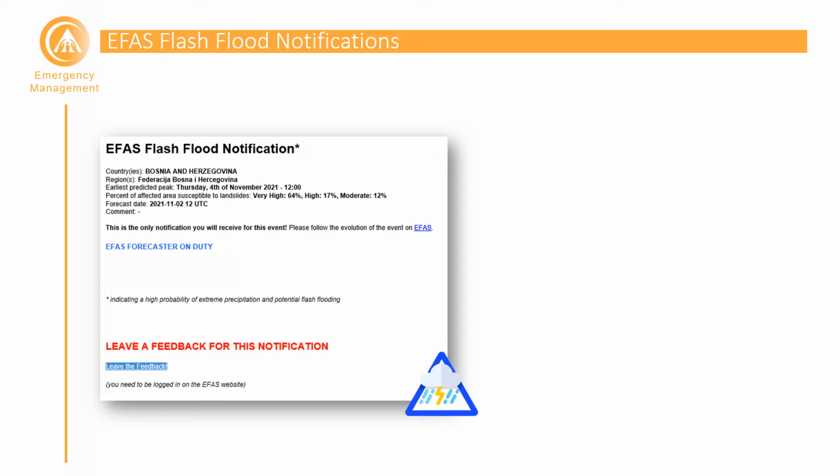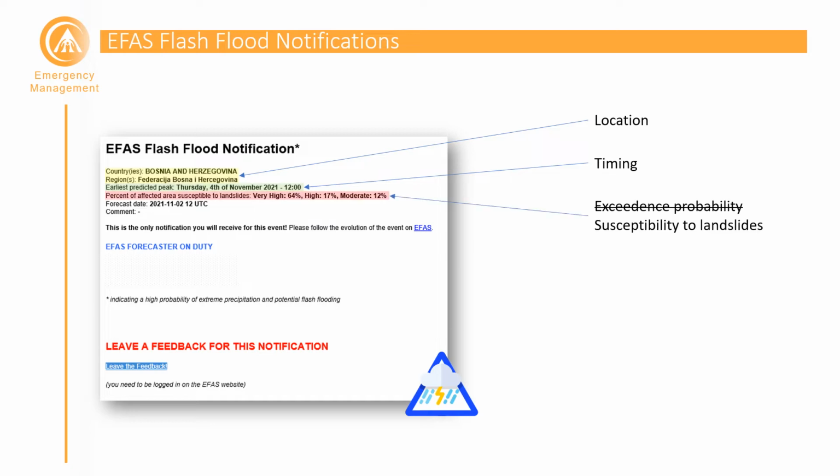If we look at one of these flash flood notifications, we can see that first, there is information about the location. Second, on the timing, in this case of the peak. And then there is some extra information that can be confused as being the exceedance probability of the flood, but it is instead the percent of the affected area, so the administrative region, susceptible to landslides. We will get more information on that in a minute.